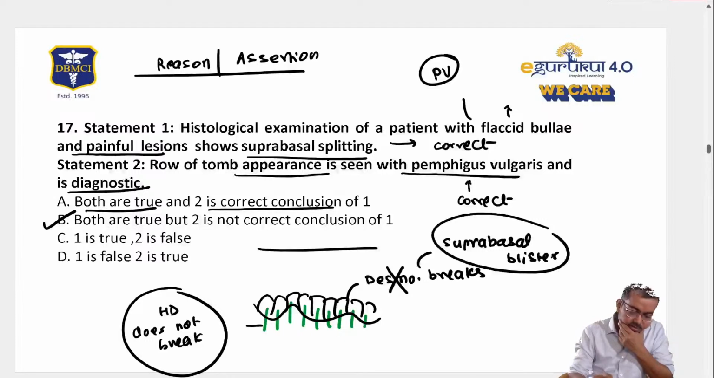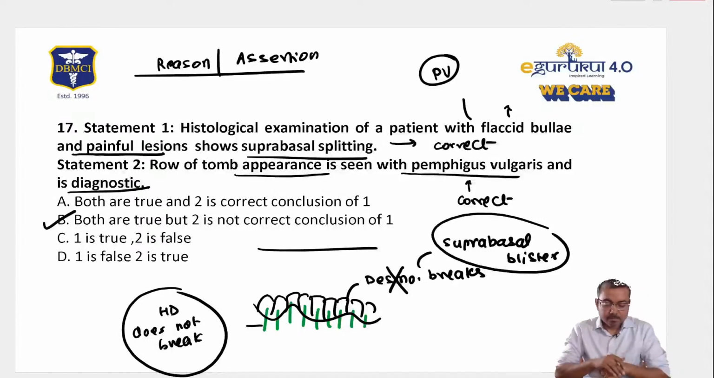No? So this is going to be the second one. 2 is not the conclusion. Both are true sentences, but 2 is not the conclusion of 1. 1 is a suprabasal blister with flaccid bullae. You think the flaccid bullae is causing the row of tombstones? You think the painful lesion is causing the row of tombstones? No. Clear? Yes.